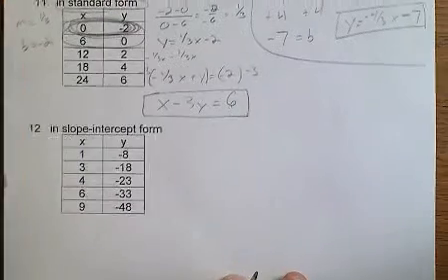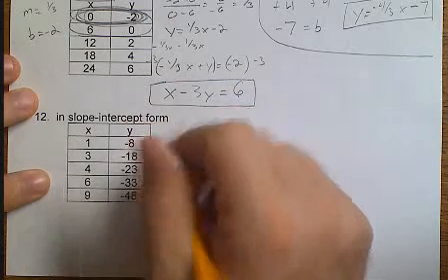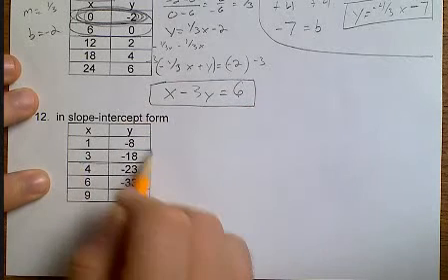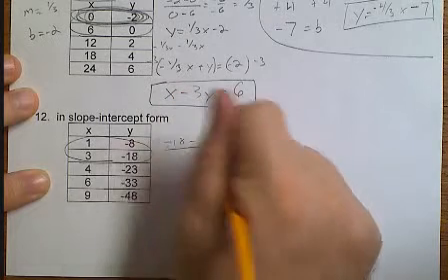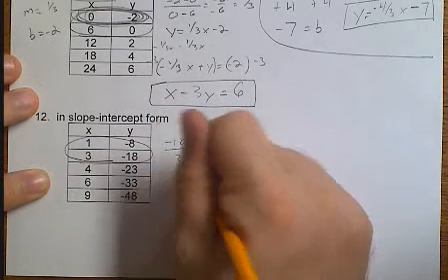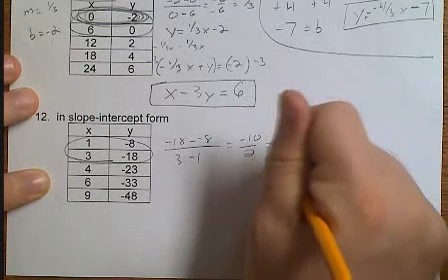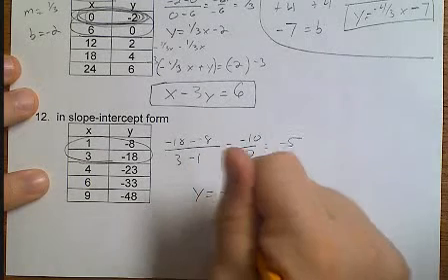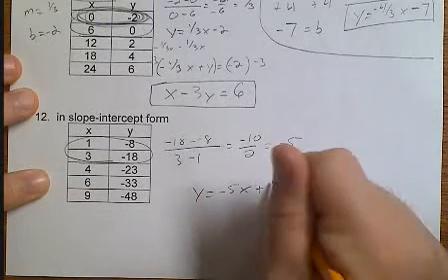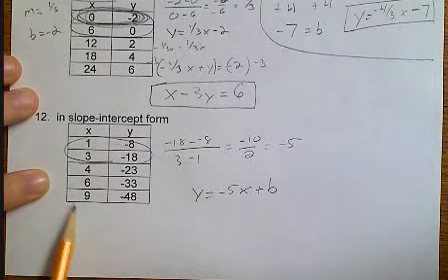Now we're at number 12, slope-intercept form. We need to first figure out what our slope is. Negative 18 minus negative 8 over 3 minus 1. Well, this is a negative 10 over 2, which is negative 5. y equals negative 5x plus some value b. They didn't tell me what that is.